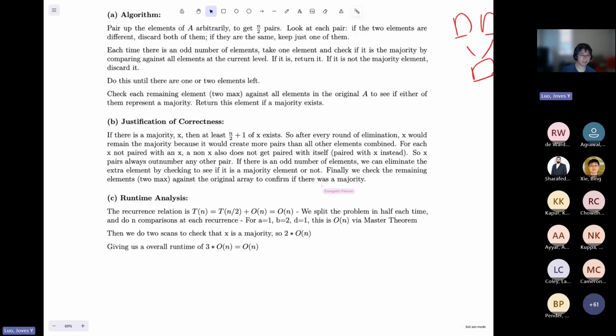I mean, I think this statement, check if it is the majority by comparing against all elements at the current level, is still the same. You don't have to repeat it over and over again. It's one of the things that you have to explain once, and then you can assume that same explanation later on, right? This is how I check for the majority element here. Next, I also check for the majority element. I wouldn't have to say how I do it again. Got it.